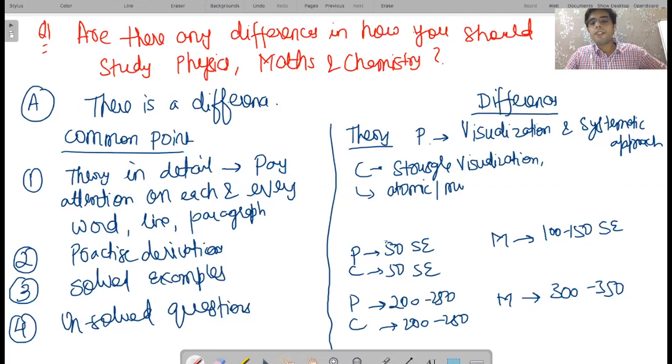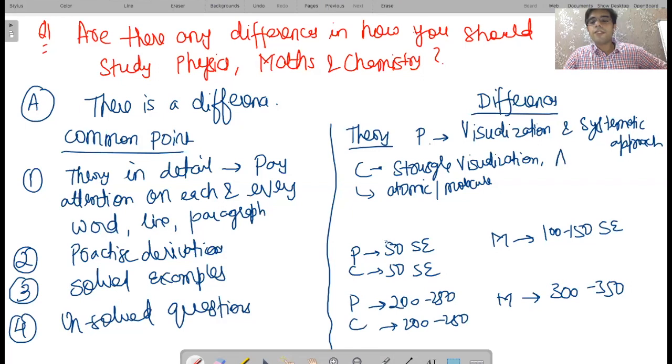Okay, but in physics, a lot of things happen at the macro level. That means a body is moving, a train is traveling, a flight is taking off or landing. Projectile motion, all these. The first part, physics, is complete visualization, very simple, that we see in day-to-day life. But in chemistry, everything happens at the atomic level, so we struggle with visualization.